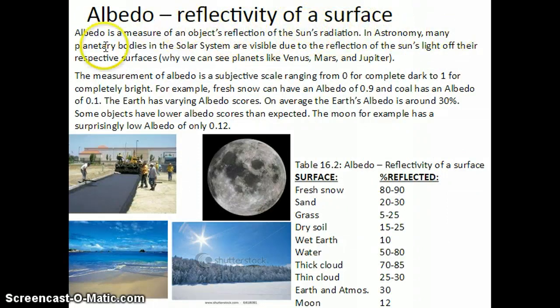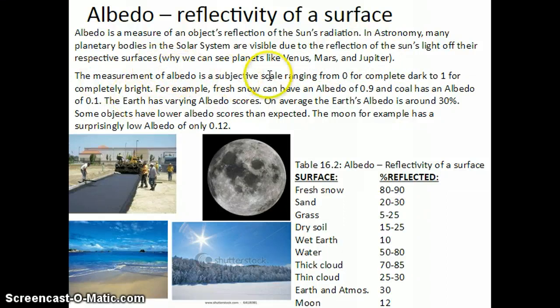In astronomy, many planetary bodies in the solar system are visible due to the reflection of the sun's light from their surfaces. It's the reason why we see planets, right? They're not emitting light. Only the sun in our solar system is emitting light. So the reason why we see these is because they are reflecting light from their surfaces. Their atmospheres and or surfaces are, light photons are bouncing off of them.